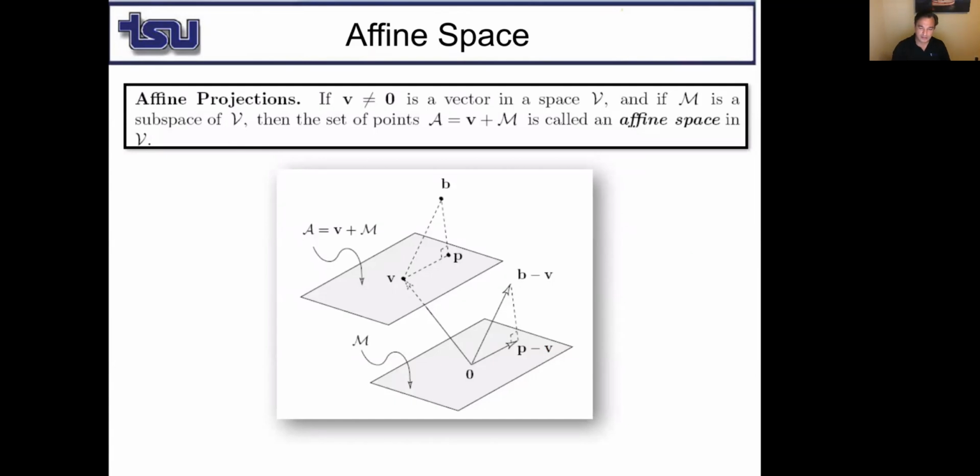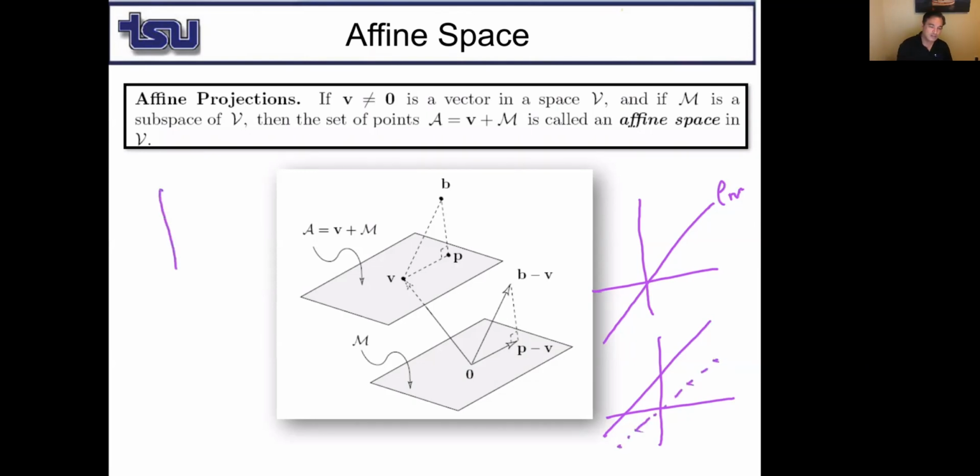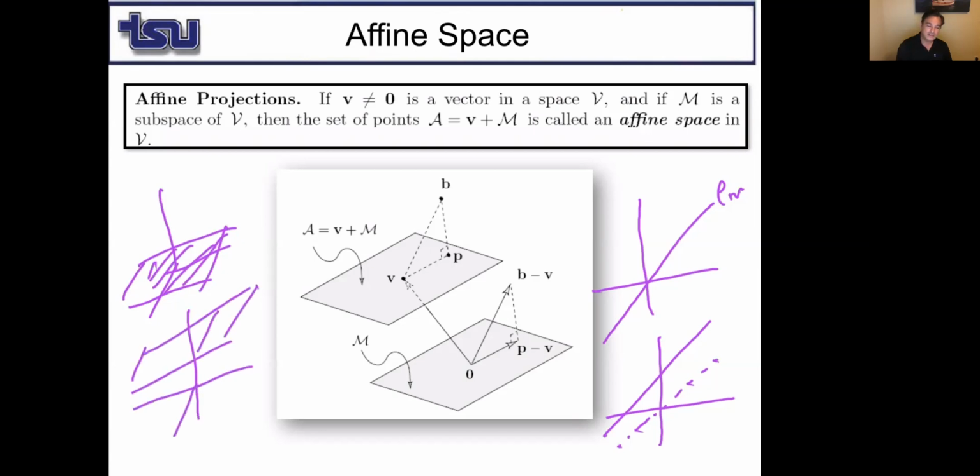What's an affine space? Well, think about this line. This is a subspace of R2. How about this line, which doesn't pass through the origin? That's an affine space of R2, okay? All right, or think about this plane that passes through the origin. That's a subspace. But if you think about a plane that doesn't pass through the origin, that's an affine space, okay? And it's like a shifted version.